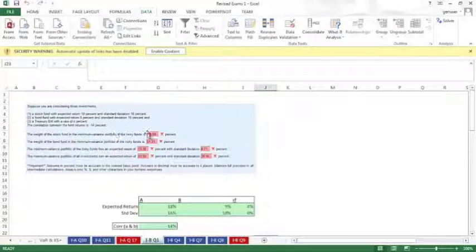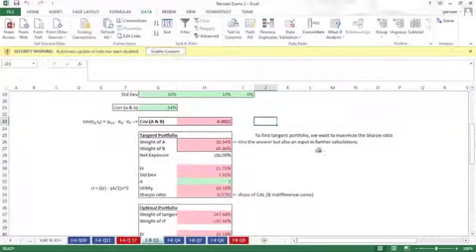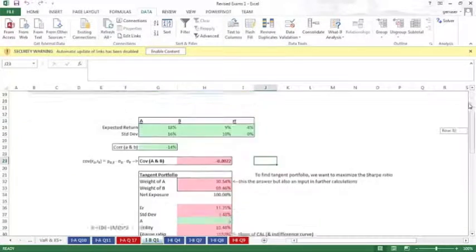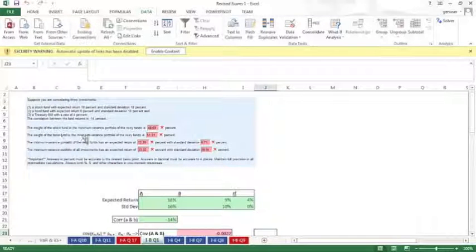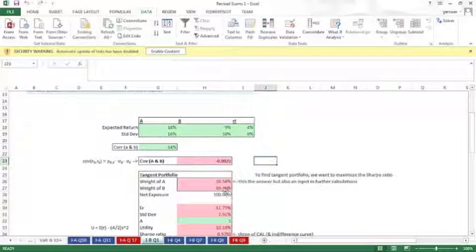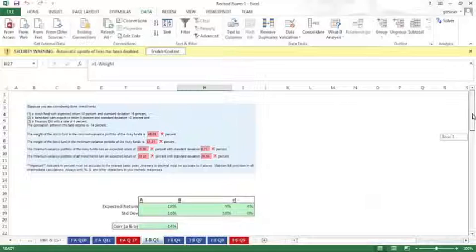And then the correct answer would have the weight of the stock fund. Question number 1, it says, what is the weight of the stock fund in the minimum variance portfolio? The weight of the stock fund would be 30.54%. And what's the weight of the bond fund in the minimum variance portfolio of the risky funds? That would be 69.46% for the bond fund. And then the third question is, what is the ER, or expected return, as well as the standard deviation?